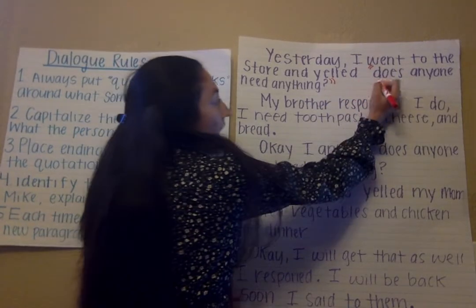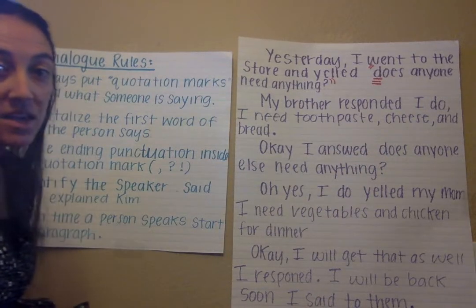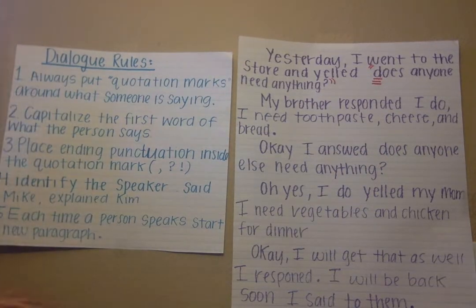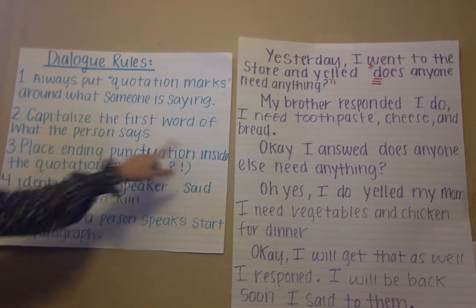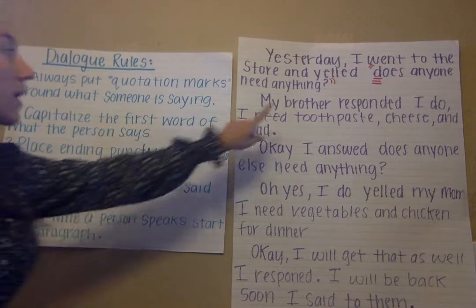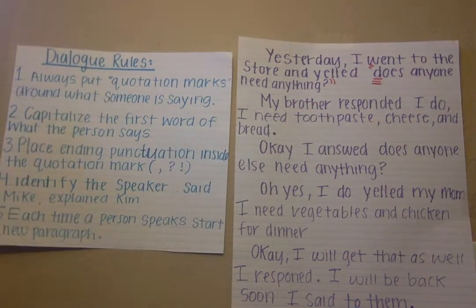Second step is to capitalize the first word of what the person says. So the first thing I said was does. So that needs to be a capital D and not a lowercase d. Step 3, place ending punctuation inside the quotation marks. Okay, well my question mark is already there. So that's a good sign.